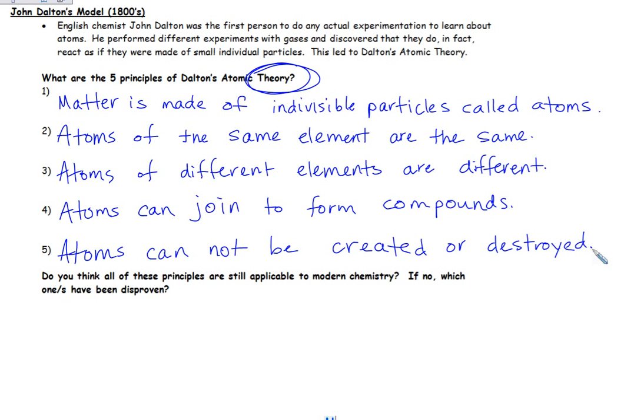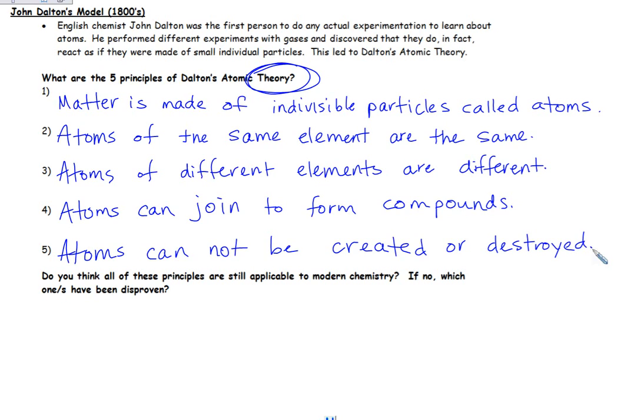So as we look through these 5 theories, are there any that are bothering you? Are there any that are maybe not true today? They may have been true at the time. These were the statements that were part of the original Dalton's atomic theory. But there are a few that I have issue with today. Let's walk through them. Matter is made of indivisible particles called atoms. I'm still fine with the fact that matter is made of smaller particles, and I'm still fine calling them atoms.